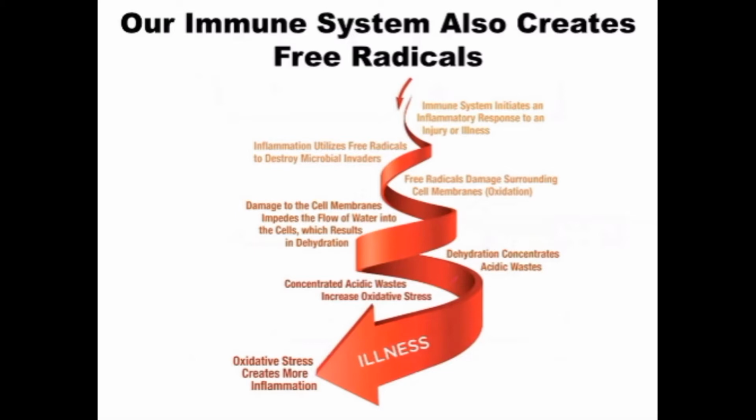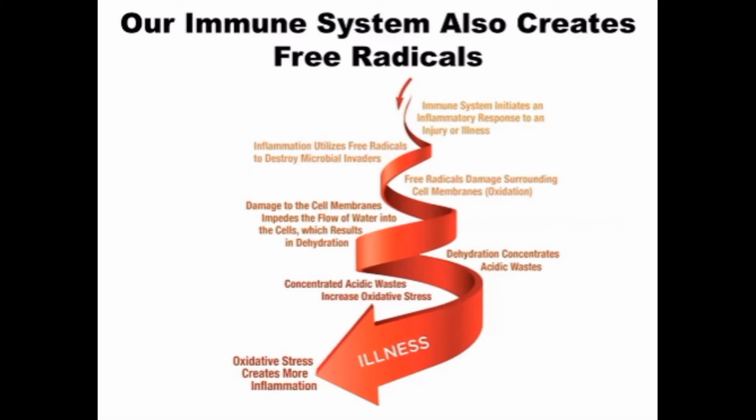So the immune system, anytime there's an injury, particularly an injury or an illness, initiates an inflammatory response. And when that happens, the inflammation utilizes those free radicals, like the ones that we saw in the picture of when we were producing ATP. It uses those free radicals to destroy the microbial invaders, whether that's a virus or a bacteria or whatever. And when it's doing its job of destroying those microbial invaders, it creates some free radical damage to the surrounding cell membranes, and that's oxidation.